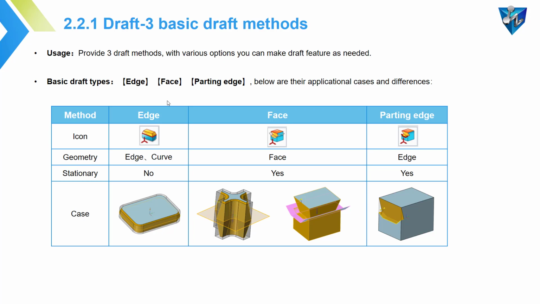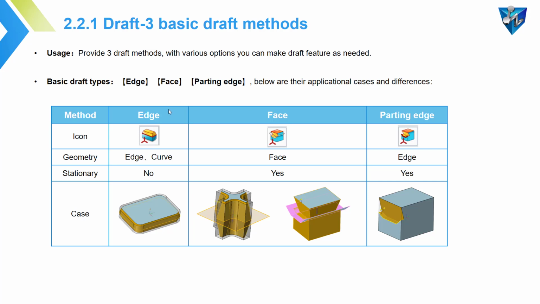The next feature I would like to show you is draft. In ZW3D, we provide 3 draft methods, and with various options, you can make draft features as needed. In ZW3D, we have 3 basic draft methods, which are draft by edge, draft by face, and draft by parting edge. And in the table below, you can see the application cases and the differences.